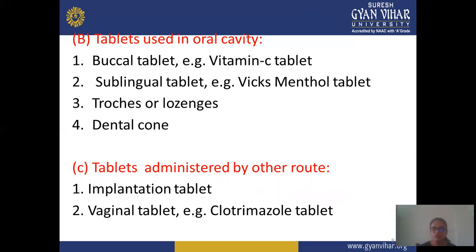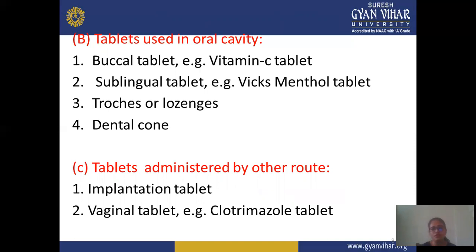Next, the third type is tablet administered by other routes, meaning routes other than these. Implantation tablets: these tablets are implanted in a particular part of your body for controlled release over a long period of time. This tablet is mainly prepared for that. Next is vaginal tablet. In this, Croscarmellose tablet is mainly certain antibacterial or antifungal tablet for vaginal problems.